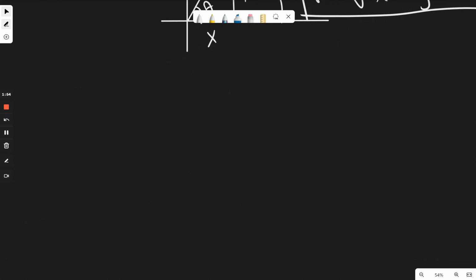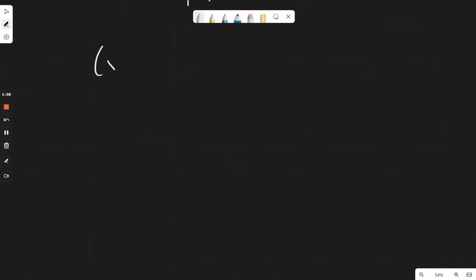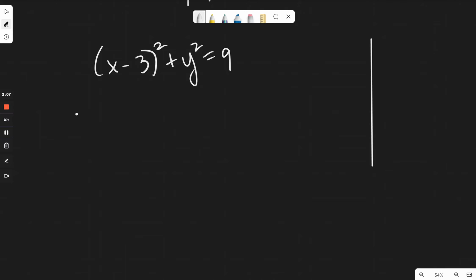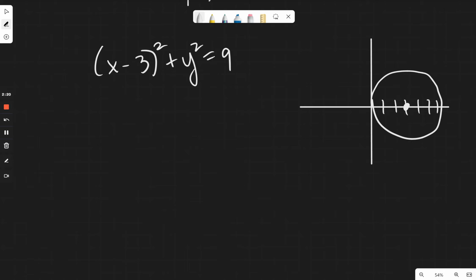First up, let's say we have the equation (x minus 3) squared plus y squared equals 9. This is a circle, we can graph it out. It's centered at 3 and it has a radius of 3, so it'll look something like that, except pretend it's a perfect circle. That is roughly what it will look like.